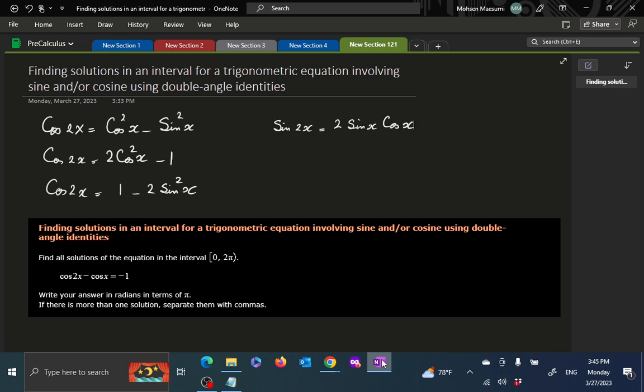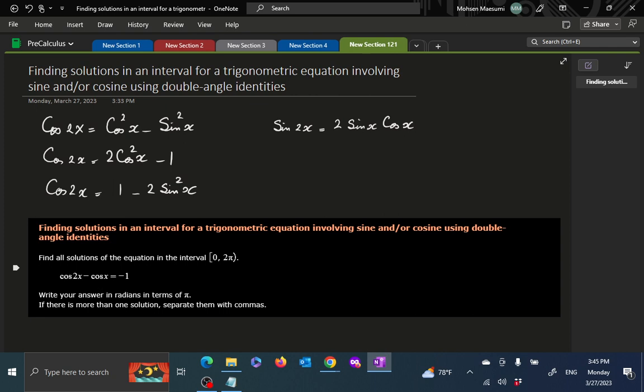identities. So the double angle identities for cosine and sine, I have listed them here. We had these things covered a while back, and now we are looking at some equation that has either sine of 2x in it or cosine of 2x in it, and the question is, how do we handle it?